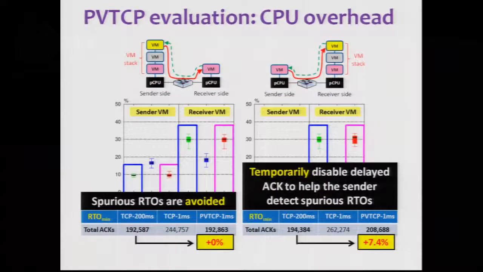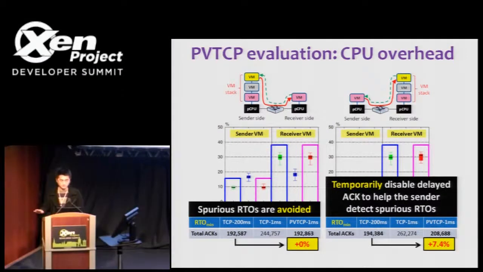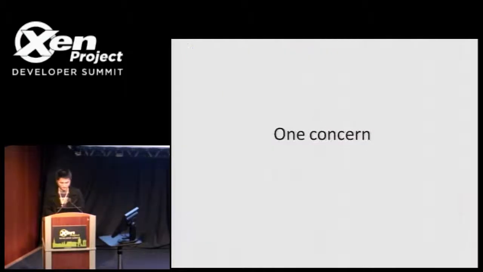When the sender VM is preempted, since spurious RTOs can be avoided, no additional ARCs are introduced. But when the receiver VM is preempted, since the delayed ARC needs to be temporarily disabled, PVTCP introduced 7.4% more ARCs, but compared with the solution that totally disables delayed ARC, this kind of solution, I think, is very lightweight.